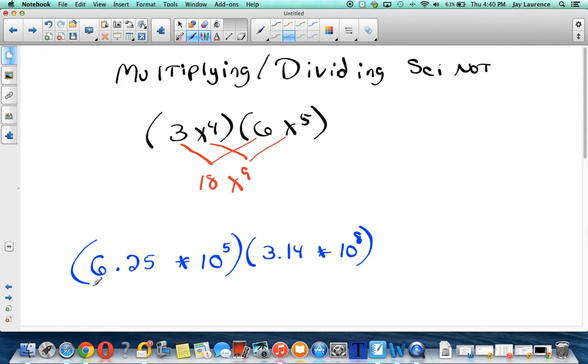I'm going to multiply 6.25 by 3.14, and then I'm going to multiply the 10 to the 5th by the 10 to the 8th. Now I'm going to keep in mind that my final answer, to be in scientific notation, will have to be greater than or equal to 1 and less than 10. That might cause a little adjustment at the end of the problem, but it's really not that difficult.